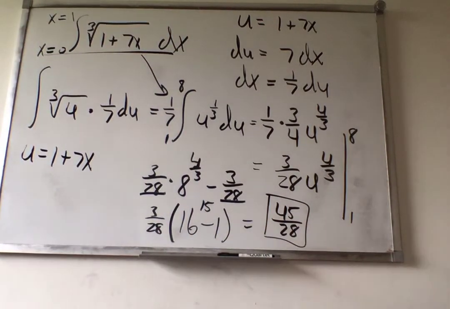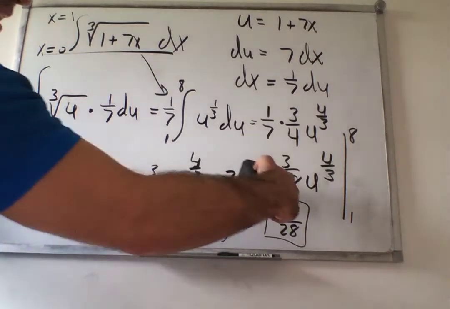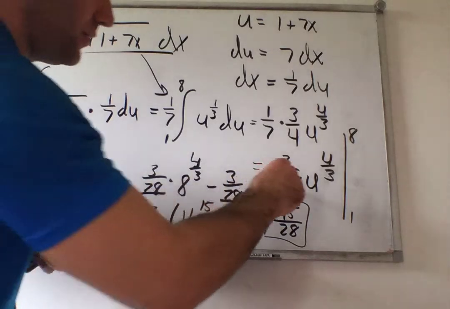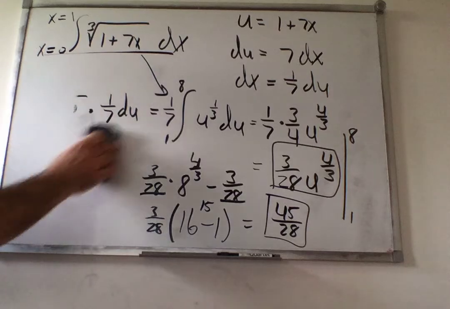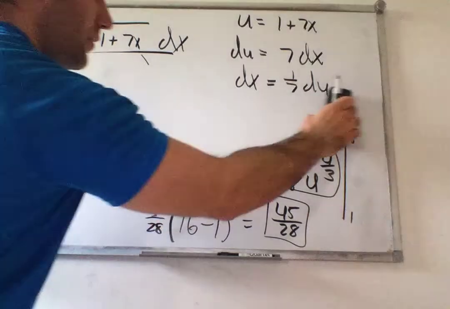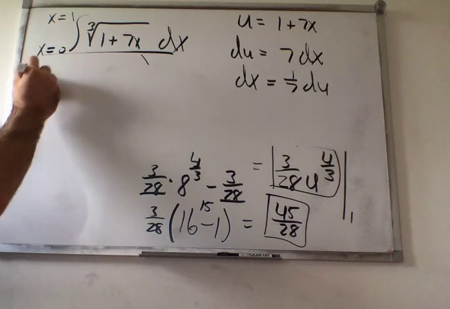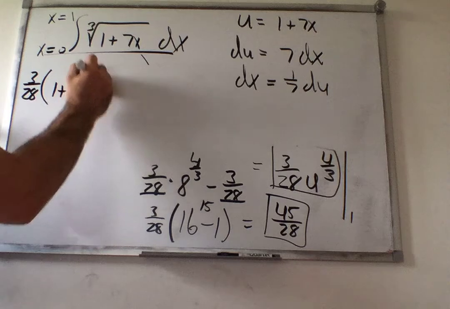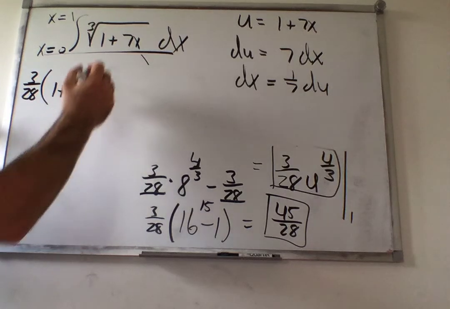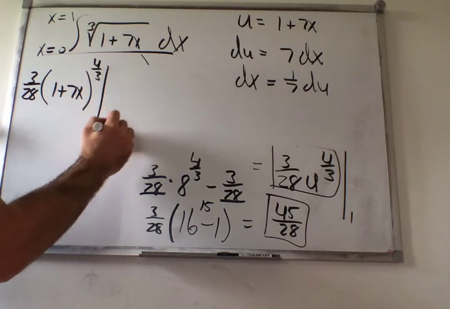Let's go ahead and do this in terms of the x variable. Let's see if we get the same answer. Here was our antiderivative right there. Plugging in my x variable, you get 3 over 28 times 1 plus 7x to the 4/3 power, evaluated from 0 to 1.